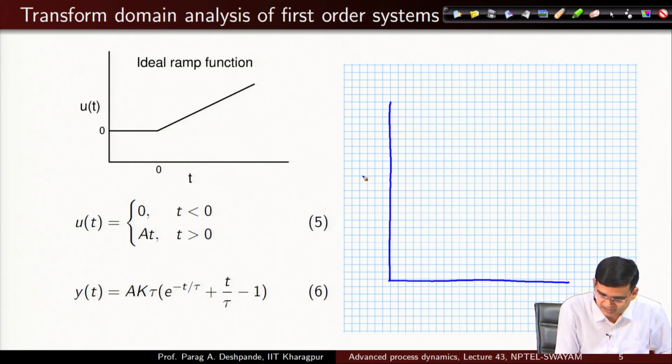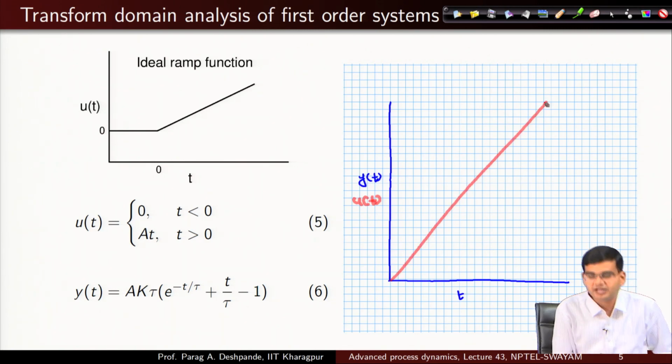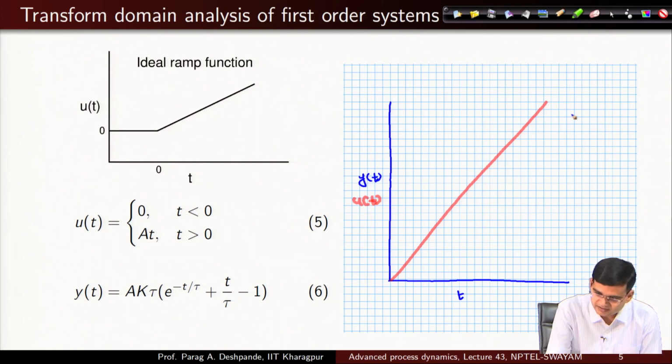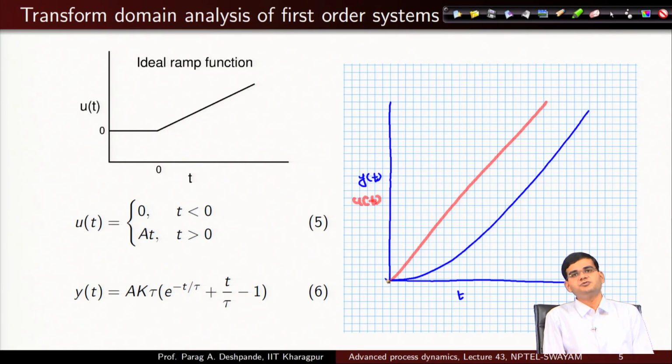So, this is y of t, this is also u of t, and u of t is a ramp function, and what you see is that you will have the response which will look like this.